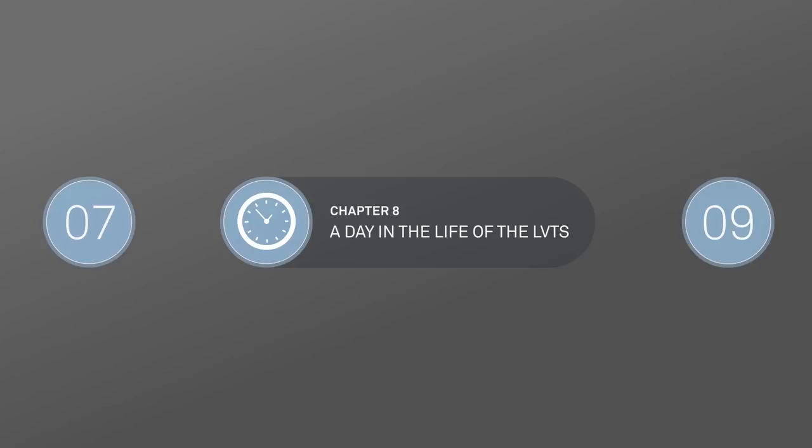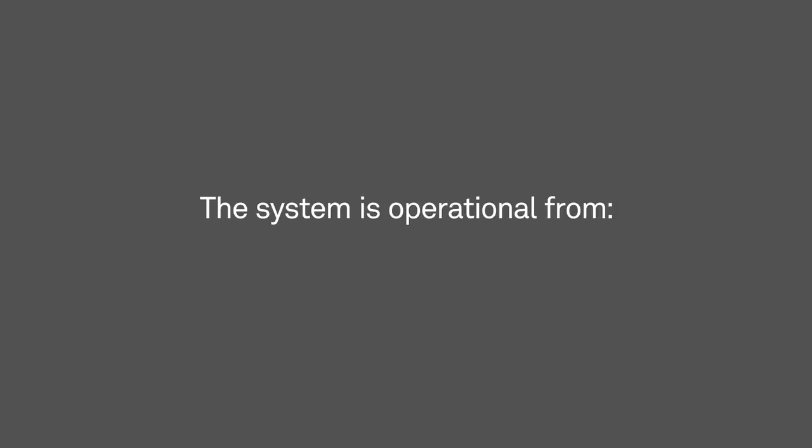Let's take a closer look at the daily operations of the LVTS. The system is operational from 11 p.m. on day 1 until 7:30 p.m. on day 2. There are 4 distinct cycle states, or periods, within an LVTS cycle.